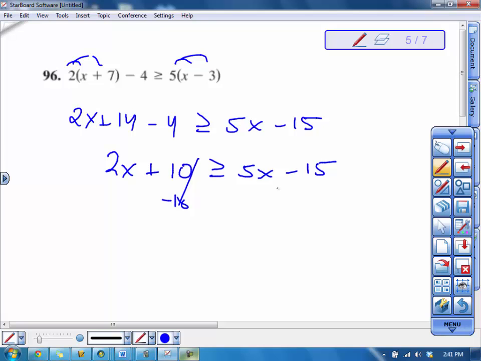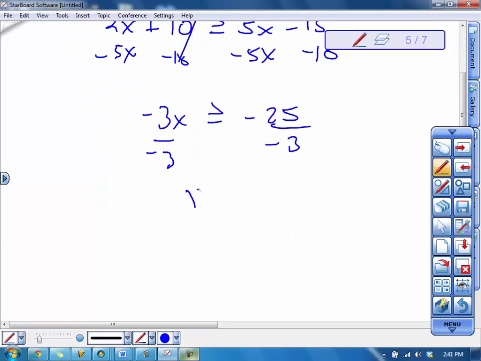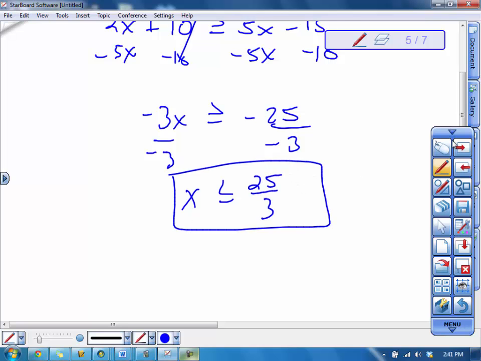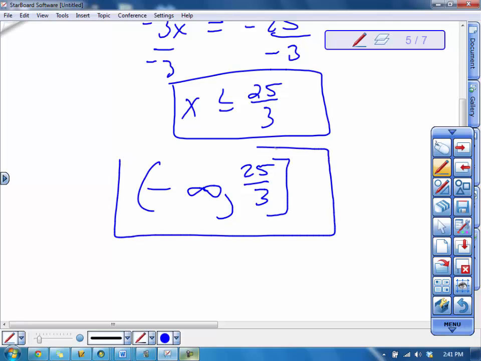I would subtract 10 from both sides. And also, I would subtract 5x from both sides. This gives you negative 3x is greater than or equal to negative 25. Divide both sides by negative 3. Now when you divide both sides by a negative, you have to switch the sense of the inequality, so the inequality changes. And you get x less than or equal to 25 thirds. Okay? In interval notation, that would be negative infinity all the way to 25 thirds, including 25 thirds. So this is the answer that we want in interval notation.